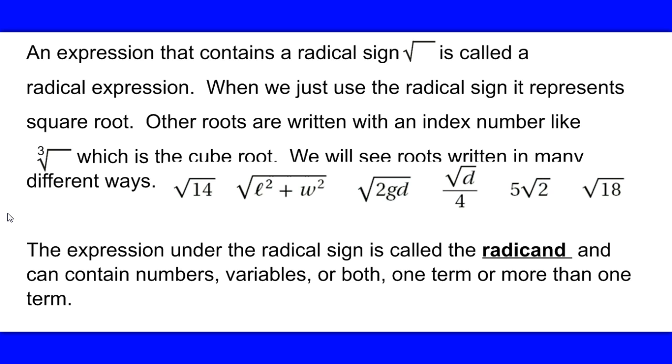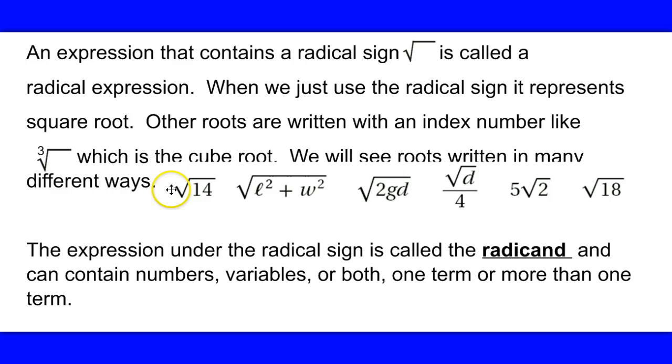An expression that contains a radical sign is called a radical expression. That square root symbol is called a radical. When you just see the radical sign, you know it belongs to square roots. Other roots are written with a little number up in there, which is called the index. So when you see the radical sign with a 3, that means the cube root.